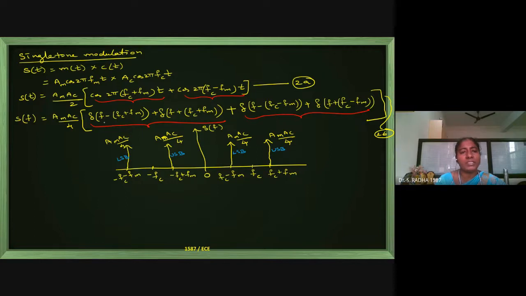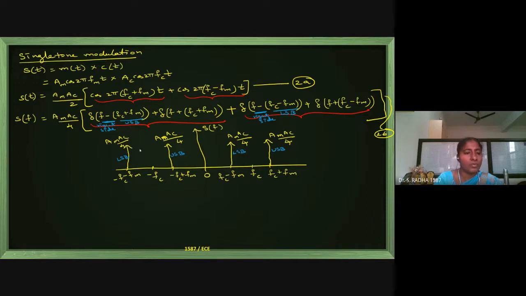So minus means it is shifted to the right. Okay, right side. fc plus fm is the USB component. Minus means this is shifted to the right side. fc minus fm means this is the LSB component on the right side. So minus means right side, and I have shown you on the right side one LSB and one USB.